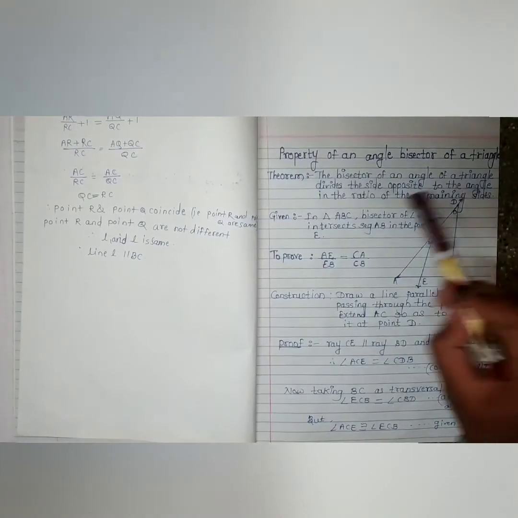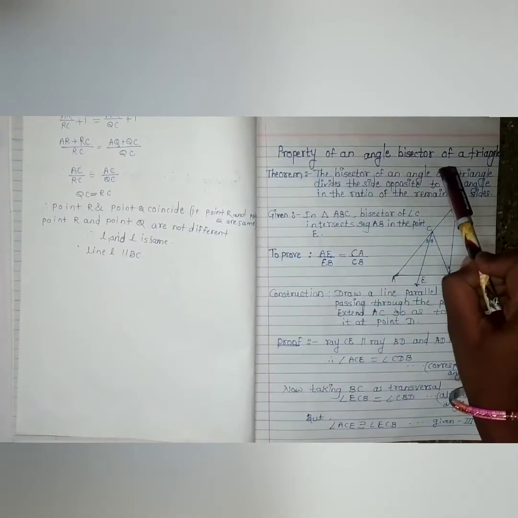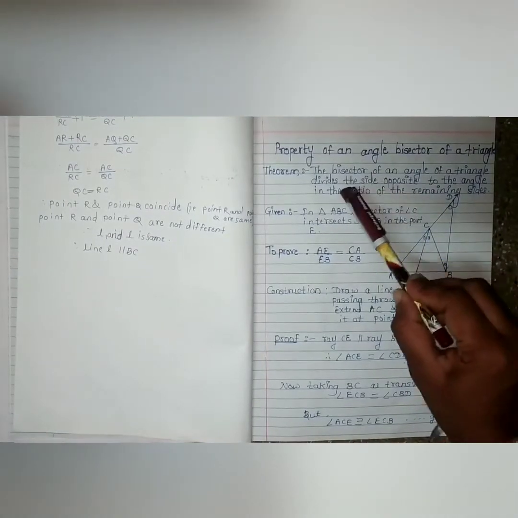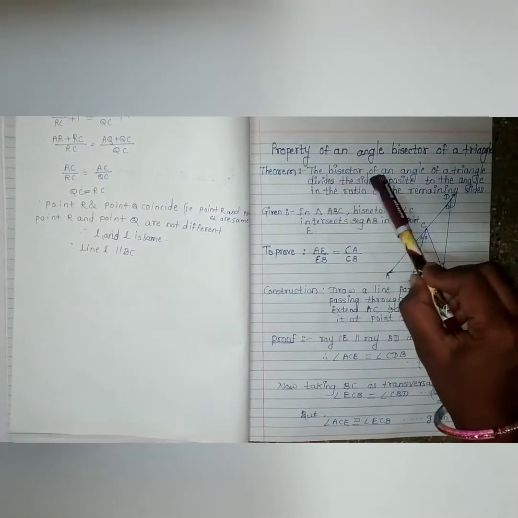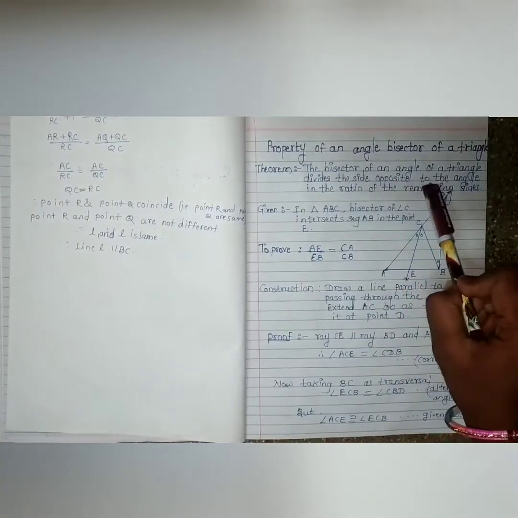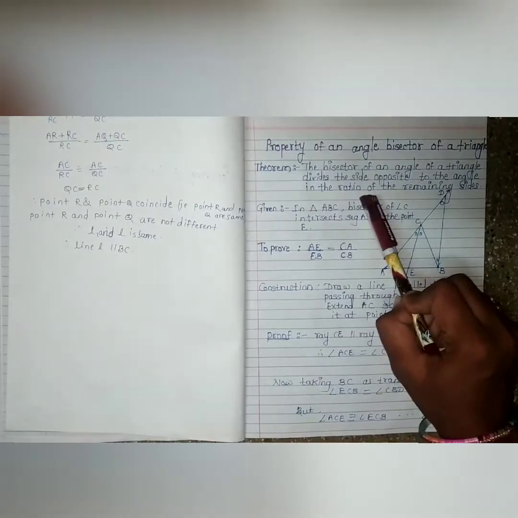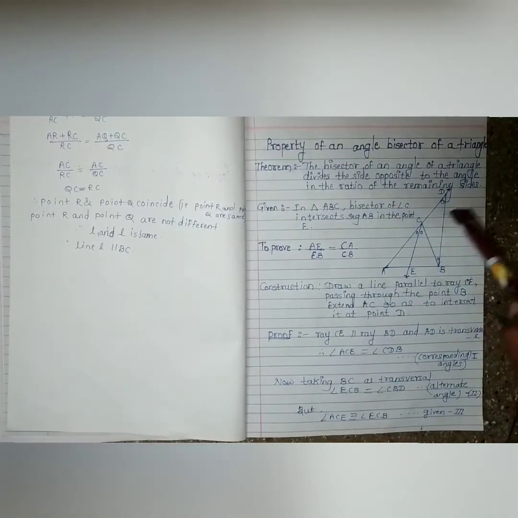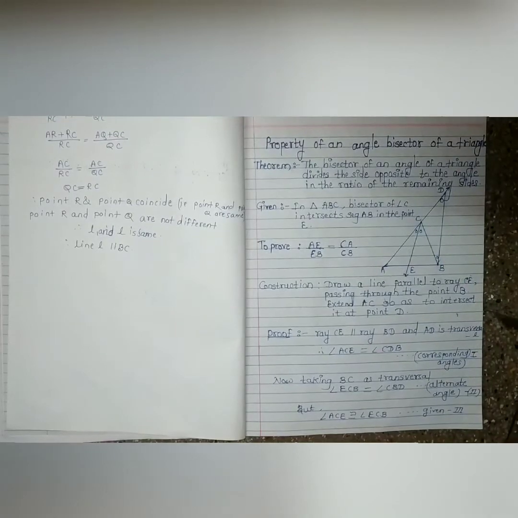Now next, property of an angle bisector of a triangle. What is the theorem on that property? The first theorem is: the bisector of an angle of a triangle divides the side opposite to the angle in the same ratio as the remaining sides. See the figure. So only see this figure.